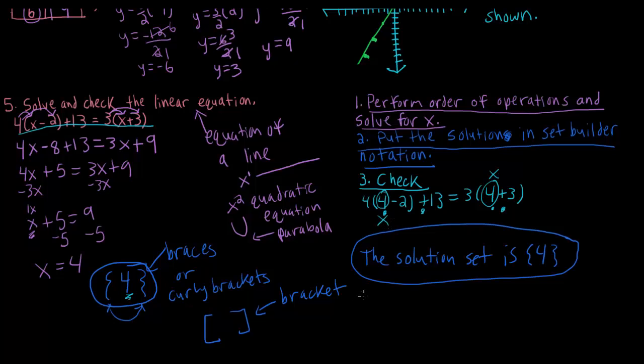So you just have 4 minus 2 is just 2, plus 13 equals 3. You have 4 plus 3, which is 7. 4 times 2 is 8 plus 13 equals 3 times 7 is 21. 8 plus 13 is 21, so 21 equals 21. And that way we know our solution 4 is good.